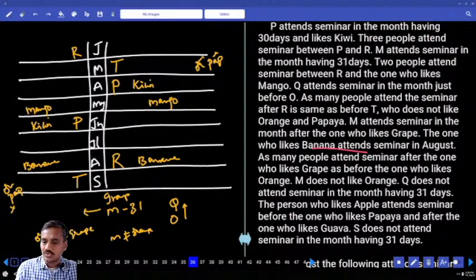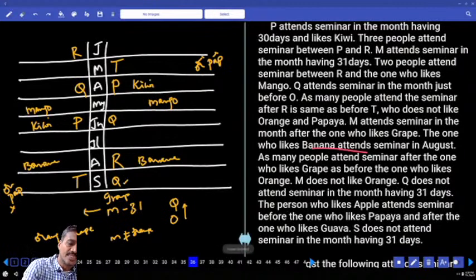And next one, Q does not attend the seminar in the month having 31 days. So Q must be in a month having less than 31 days. In this case, Q must be in the month of April. Here, Q can be either in the month of June or September. There are 2 different possibilities for this Q. And Q cannot be here because Q is immediately before O, so O must be here. Are you getting this one or not? O and Q, now we are done with this information.